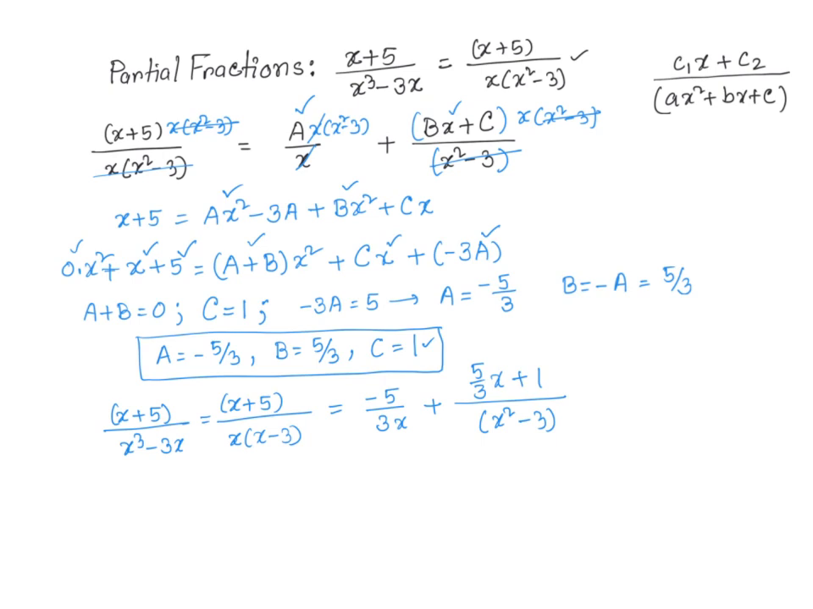Now, if you really want to simplify it, you could go ahead and simplify it a little bit. If you do that, you're going to get the following. Negative 5 over 3x plus, so it's going to be 5x plus 3, divided by 3 times x squared minus 3.